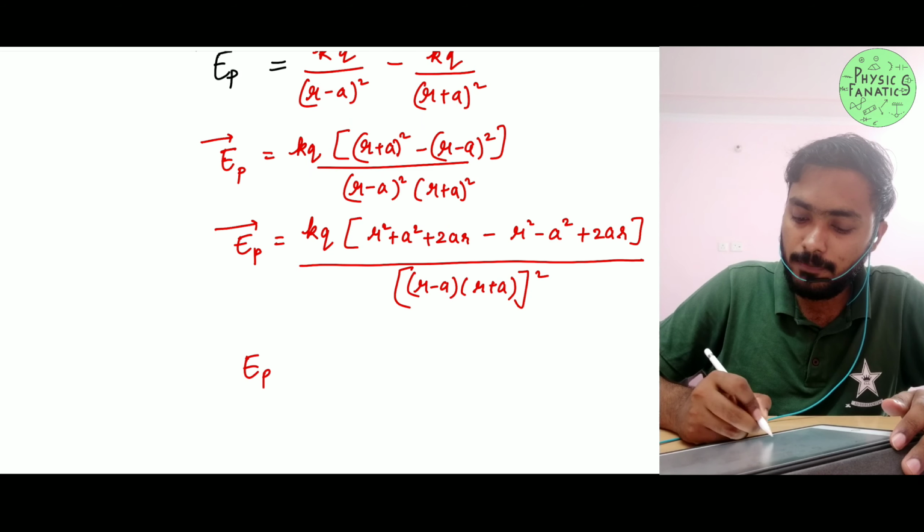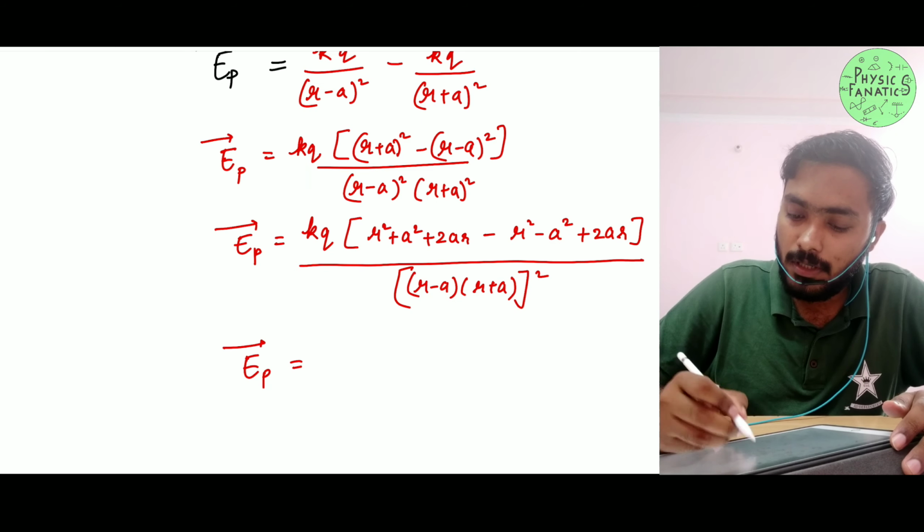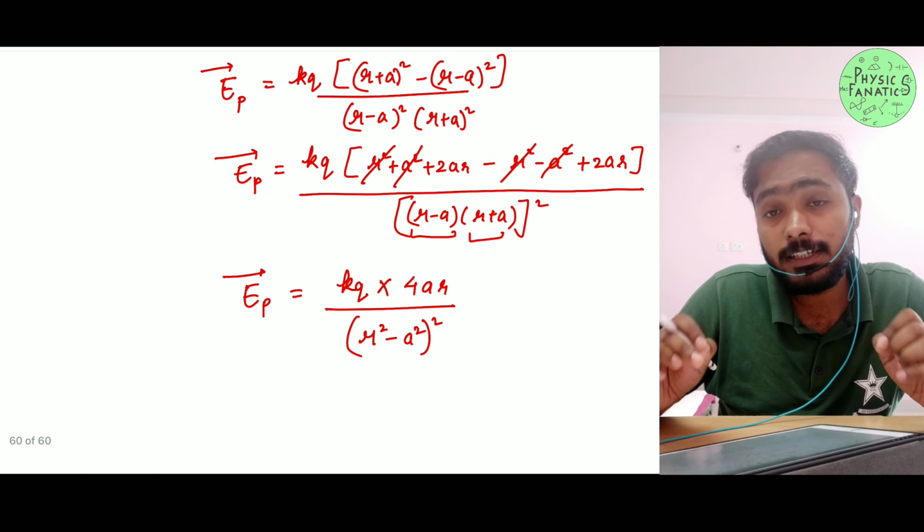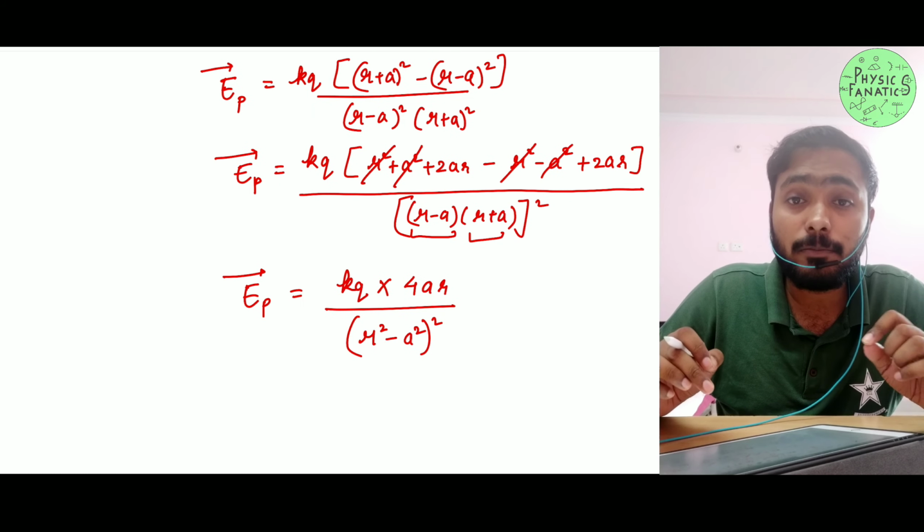So I can write EP equals, R square is cancelled with R square, A square is cancelled with A square. You are left with kq multiplied by 4AR divided by, this is a famous identity, (A plus B)(A minus B) is A square minus B square. So this is (R square minus A square) whole square. I hope I'm doing it right. Okay, great. So we have studied this term called electric dipole moment, right?